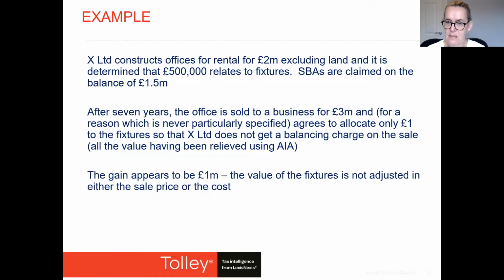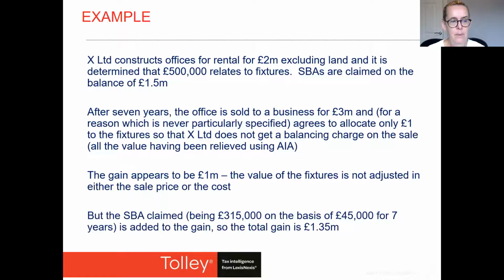On the face of it, the gain appears to be £1 million because the value of the fixtures is not adjusted in either the sale price or the cost. But actually the SBA claimed has to be added back to the gain. That would be £45,000 for 7 years. So the actual total gain is £1.35 million.